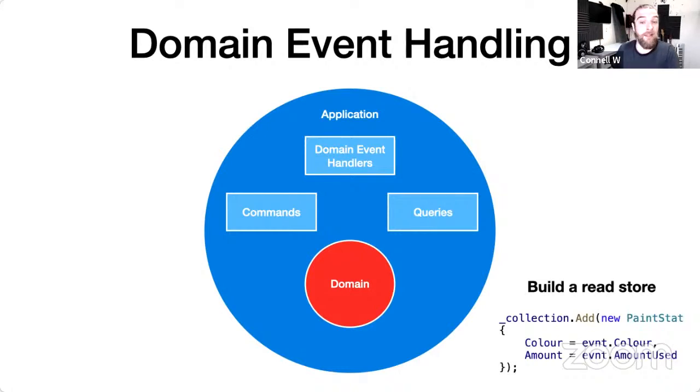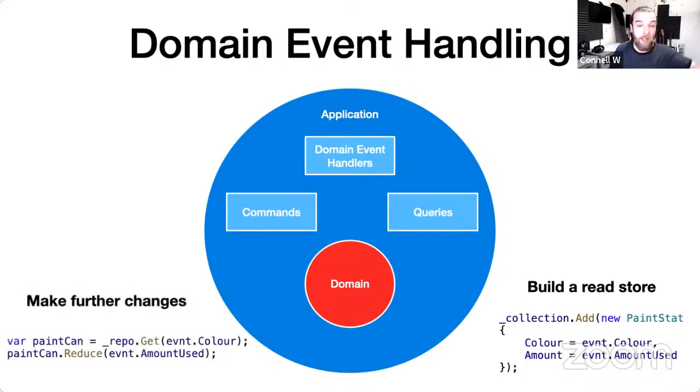So I'm handling my body painted event in this case, and I'm building up just a little stats database. I'm just putting the amount of paint that was used in a little stats table, because later I've got a query that's going to do a sum on that. So it's only half pre-computed, I suppose, because I'm going to sum it later. But I'm building up this database just designed for reading. It's not designed to do any logic. It's not part of my aggregate or anything like that. Build up a read store, or like I said earlier, when I'm doing commands, make further changes.